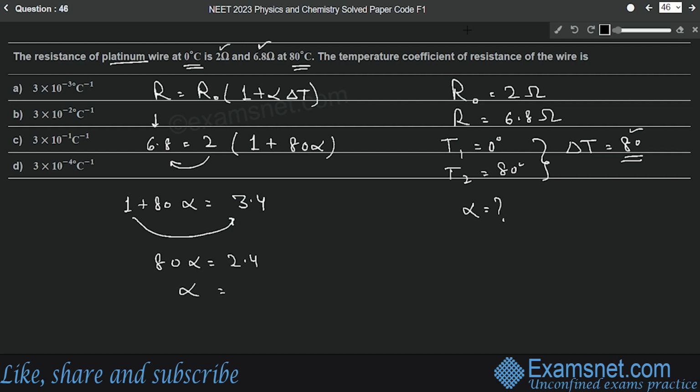So alpha will be equal to 2.4 divided by 80, that is 24 divided by 800. So it will be 3 by 100. It can be written as 3 into 10 to the power minus 2, and the unit will be per degree centigrade, per degree Celsius, so it will be C minus 1. So the correct option will be the second one. The first one says 10 to the power minus something, this is not correct. The second one will be the correct answer: 3 into 10 to the power minus 2 per degree Celsius. Option B is the correct answer.